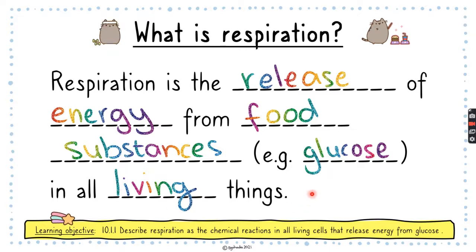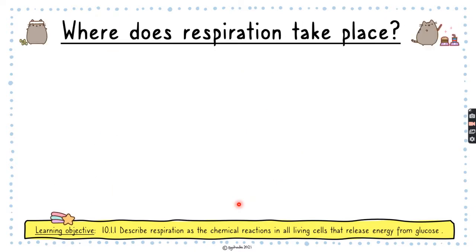And the smallest unit of a living thing is a cell. And I want to make sure that you guys realize that when we're talking about respiration, we don't use the word produce energy, but we use the word release energy. It is very important to use the term release, and it's very important to make sure that you do mention glucose is the main food substance that we get our energy from. So once again, respiration's definition is the release of energy from food substances, for example, glucose, in all living things.